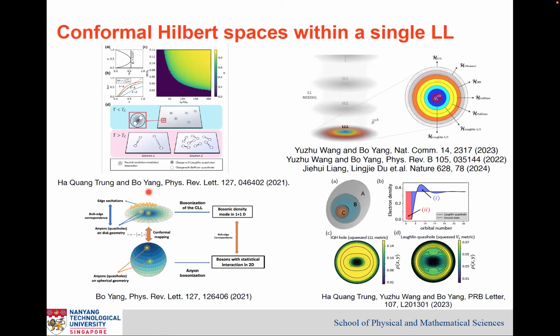So here on the bottom left side, we can also show that conformal Hilbert space is special because within this conformal Hilbert space, anyons, bosons, and fermions can be rigorously related by non-local unitary transformation, implying that we can actually bosonize anyons in a 2D system within a conformal Hilbert space.